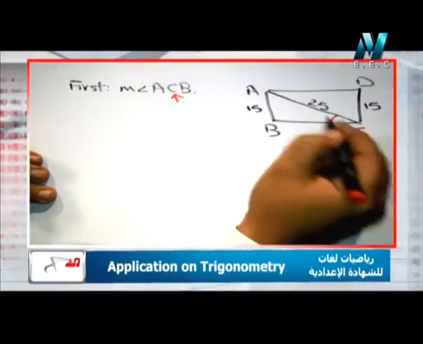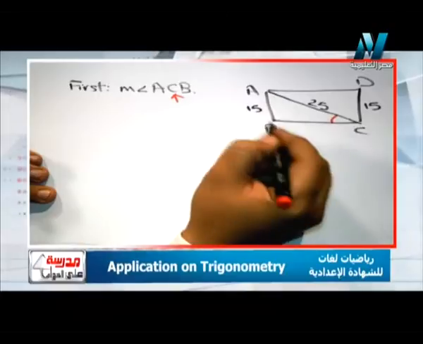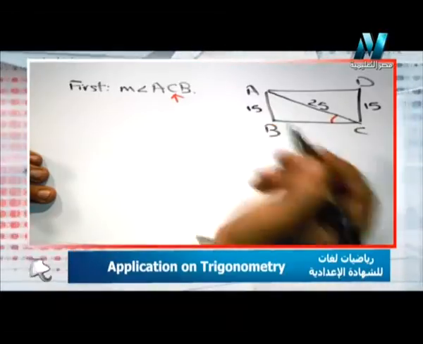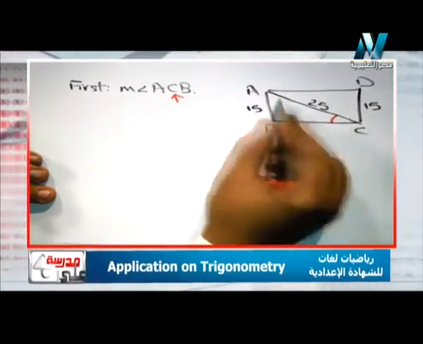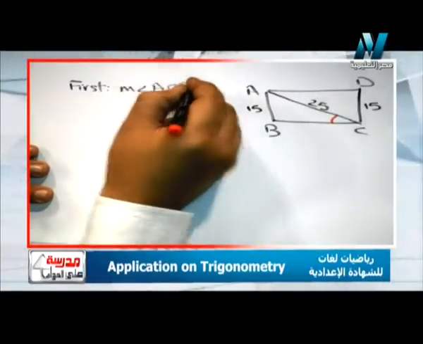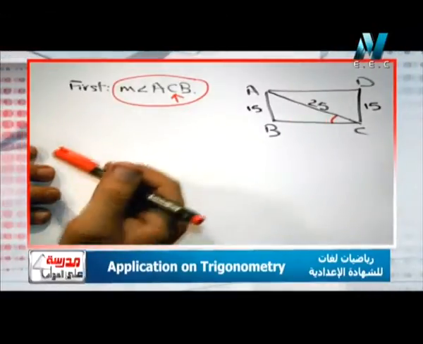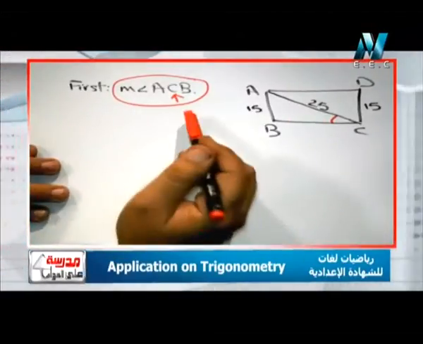And as you see, in angle ACB, the opposite side of this angle is AB, which is 15 centimeters, and the hypotenuse of this angle is AC, which is 25 centimeters. And usually, when you were in fourth or maybe fifth primary, you used the protractor to find the measure of this angle. But now in trigonometry, we are going to use the trigonometrical ratios to find the measure of angle ACB.